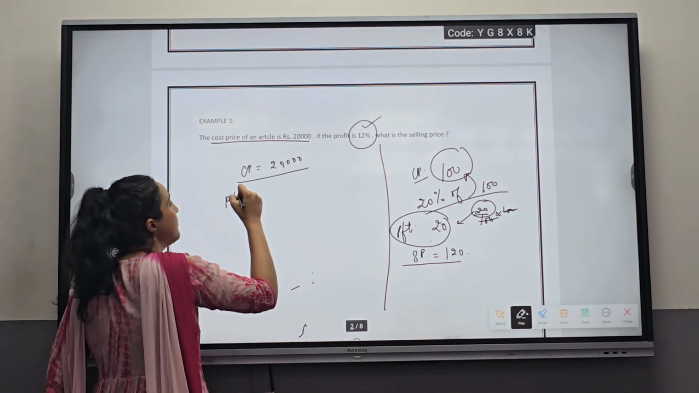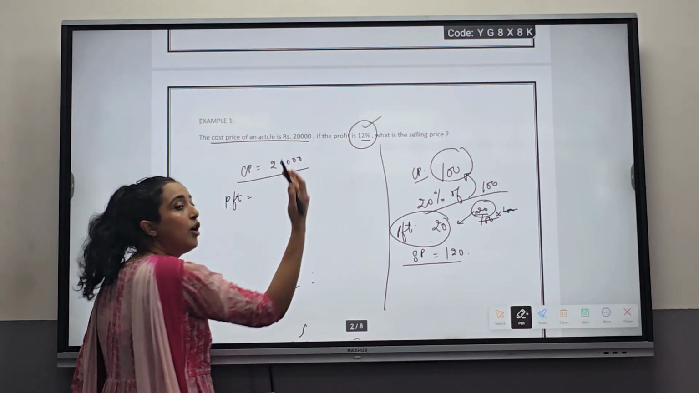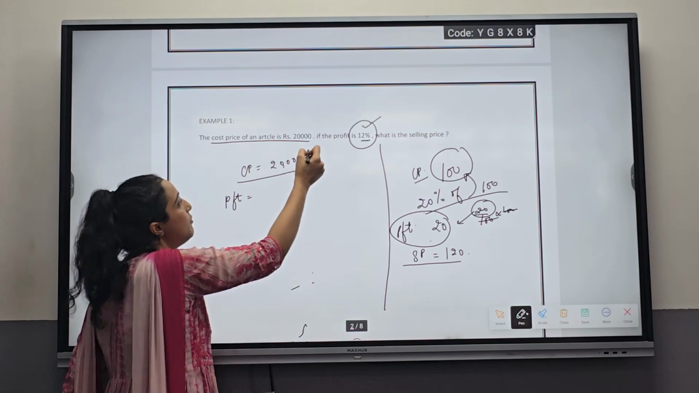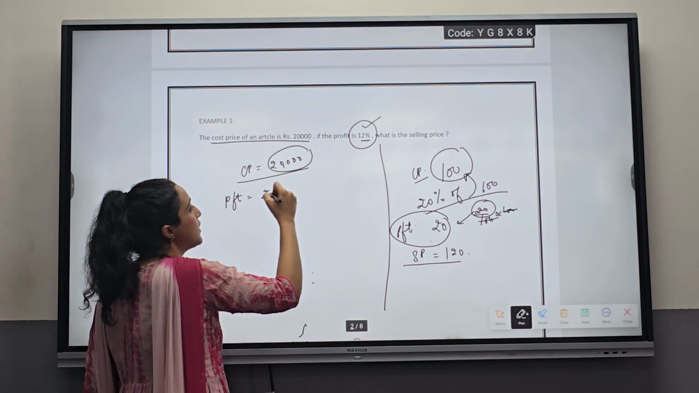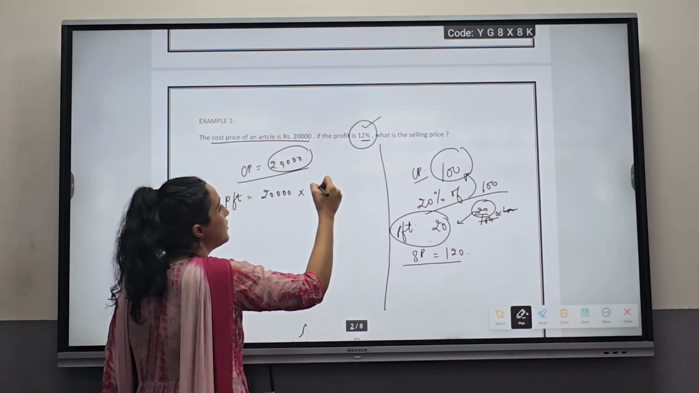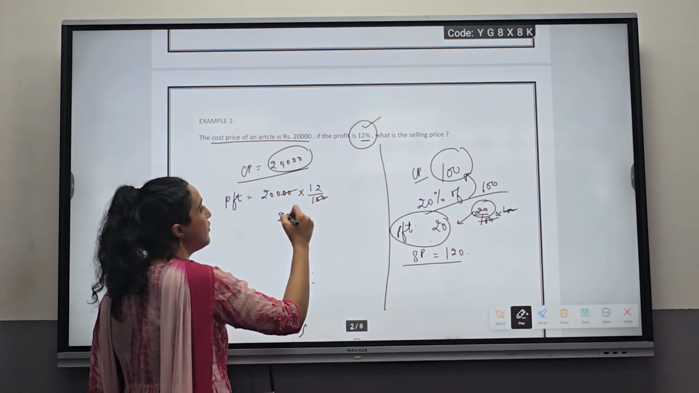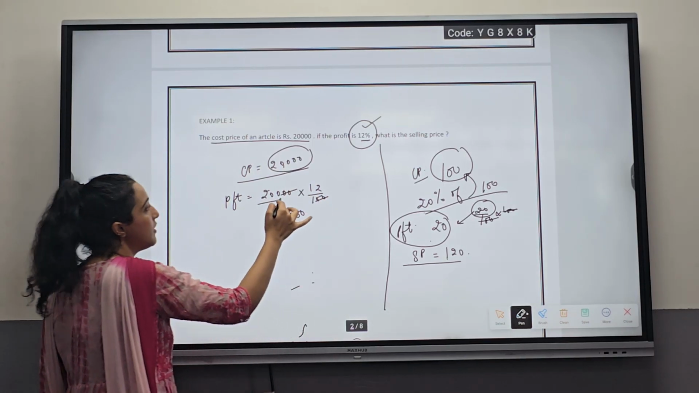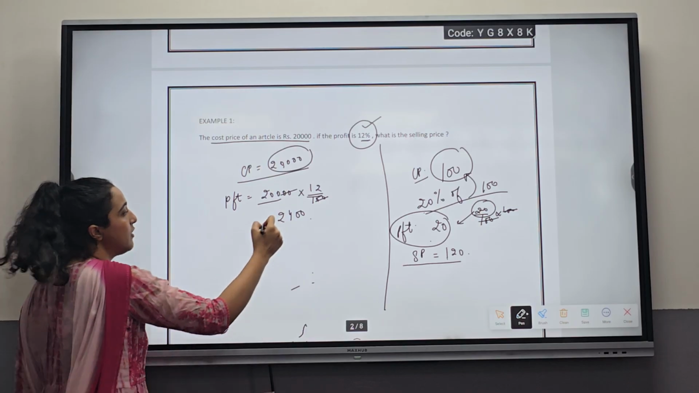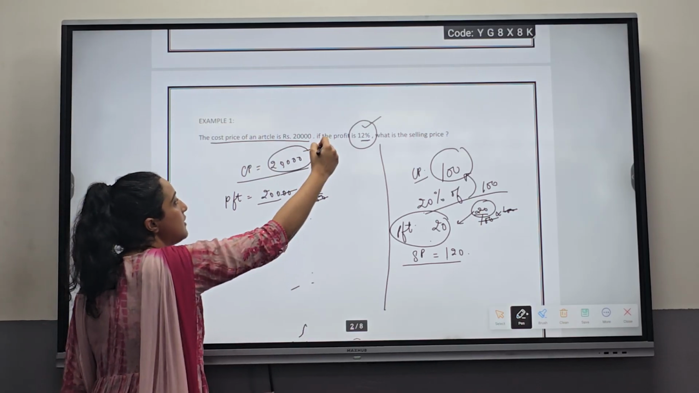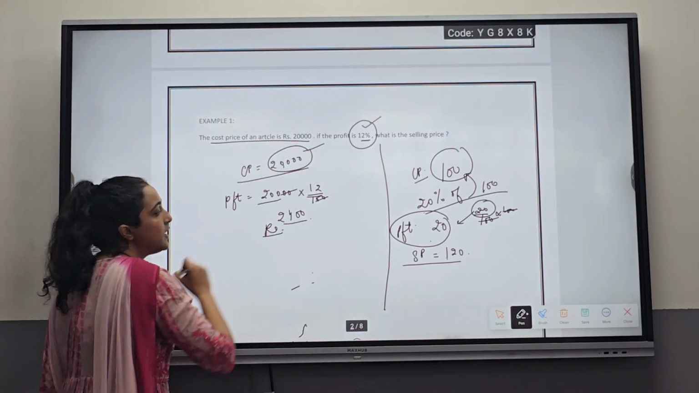Profit is 12% of what? 12% of 20,000. Okay? So you simply found out this is 2,400. Okay, 200 multiplied by 12, this will be 2,400 rupees. Cost price is 20,000. Profit is this.